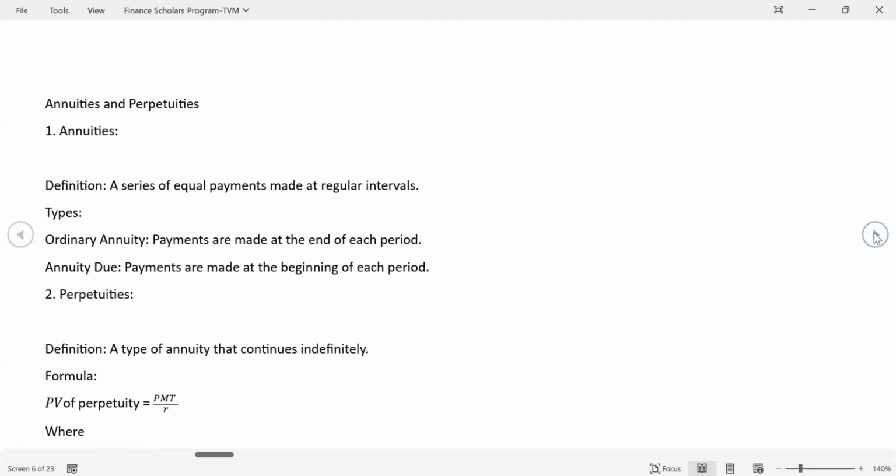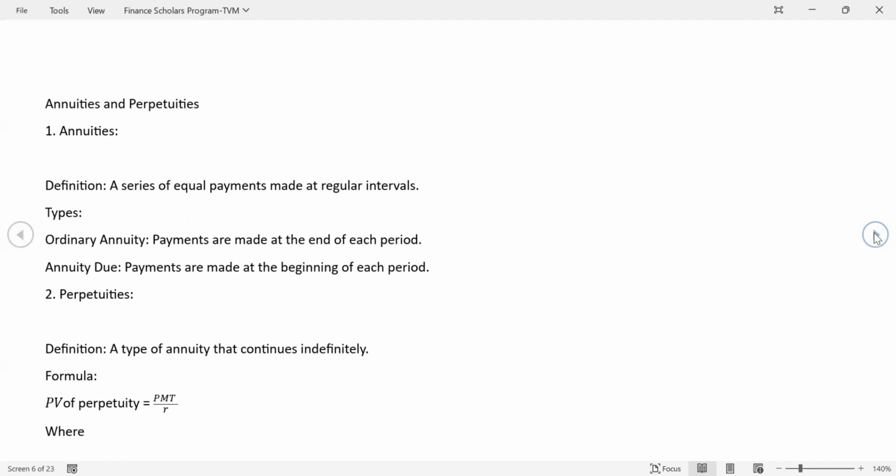Then we have annuities and perpetuities. Okay. For annuities, the definition: a series of equal payments made at regular intervals. Just like I said, there is the ordinary annuity, where payments are made at the end of each period, and the annuity due, where payments are made at the beginning of each period. So all these are just ways you can make annuity payments. Then you can search more. Finance is not just about listening, you also have to research. So you want to understand how to get the ordinary annuity. Just check the annuity due. It's just an additional variable in the formula, which I want you to search.